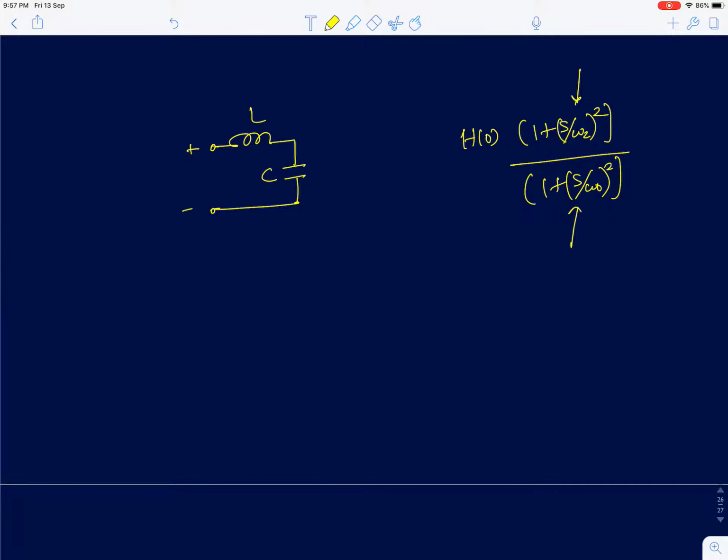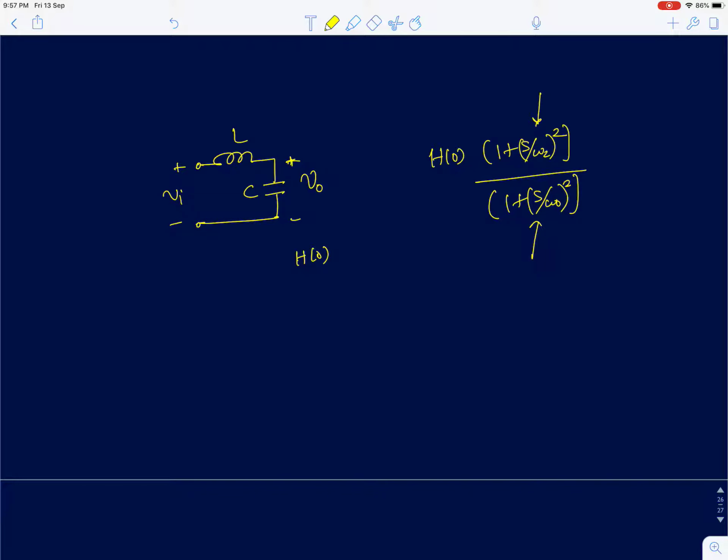For this circuit, I'm applying the input at this point and taking the output across the capacitor. You're supposed to derive the transfer function. First you have to find the DC gain, which is h of 0. We know an inductor behaves like a short circuit at DC and a capacitor behaves like an open circuit. So the circuit just reduces to this. Vi simply equals V0, so the DC gain h of 0 is 1. The next thing is to see if the circuit has zeros.